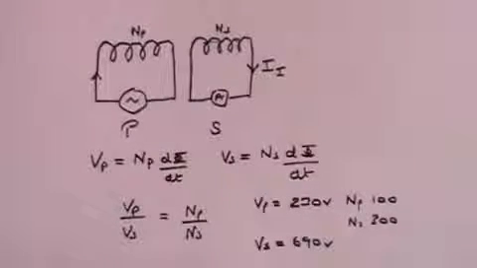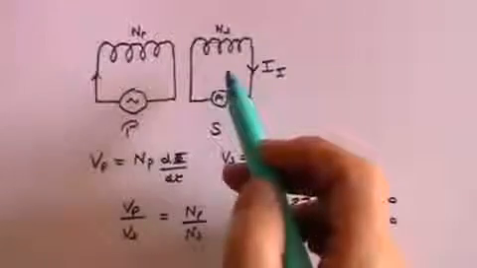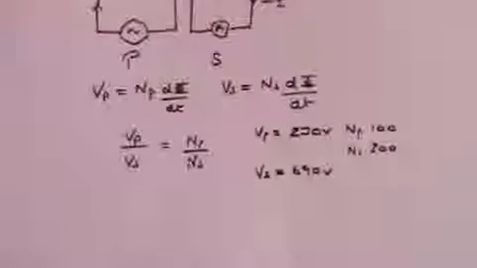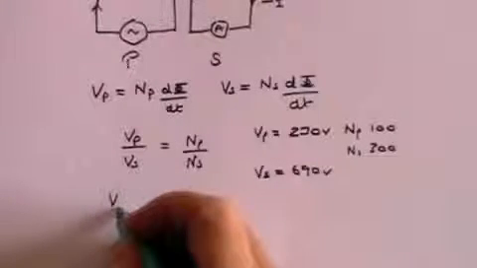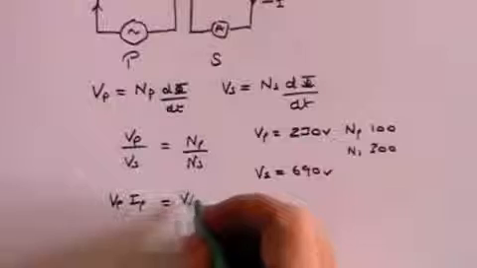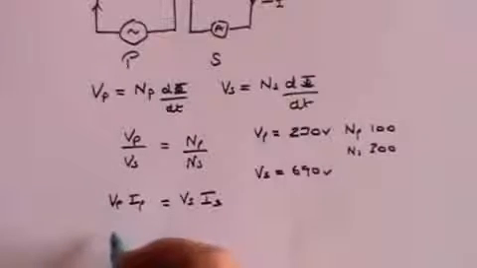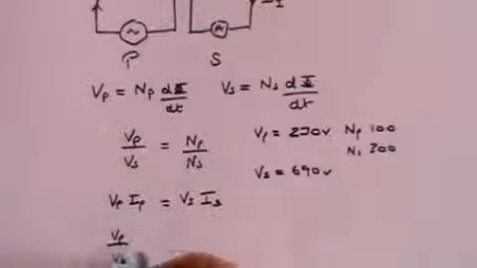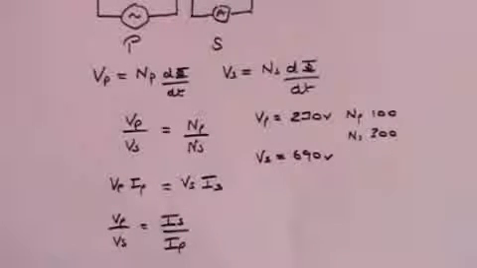Now, if this system were 100% efficient, then the power into this system would equal the power out of that system. And power, you remember, is the voltage times the current. So if it were 100% efficient, then the voltage of the primary multiplied by the current of the primary would equal the voltage of the secondary multiplied by the current of the secondary. And if that were the case, then Vp divided by Vs would equal Is divided by Ip. Now it isn't actually like that because you lose some power in the form of heat, but broadly that's right.